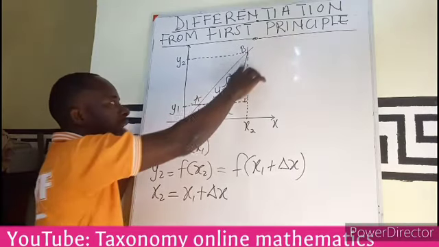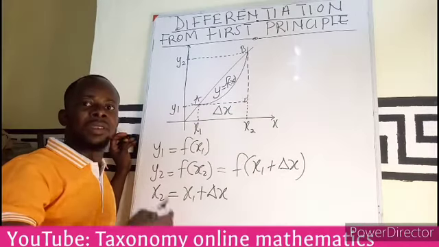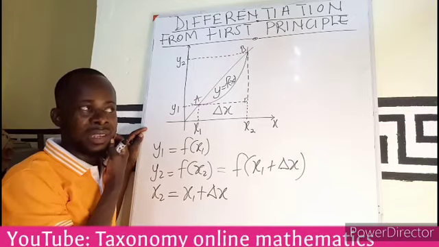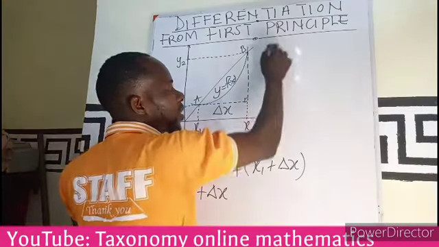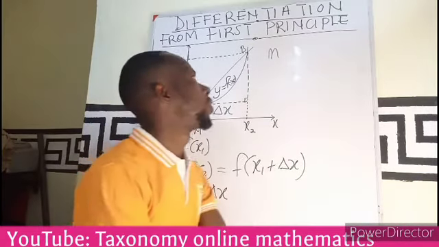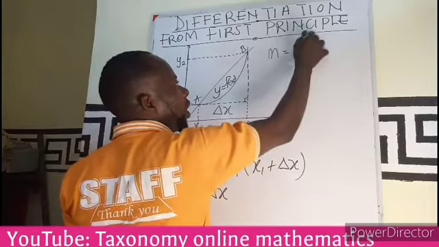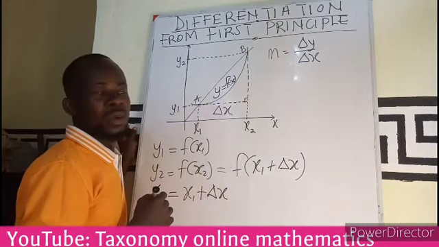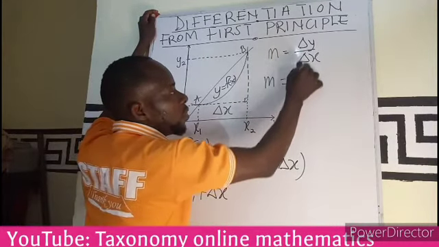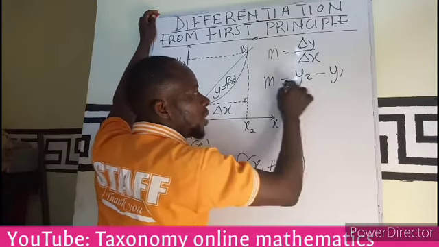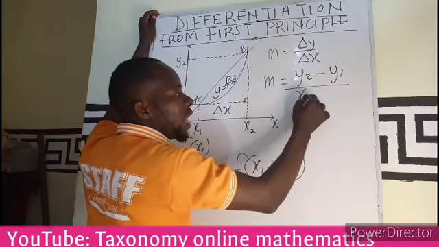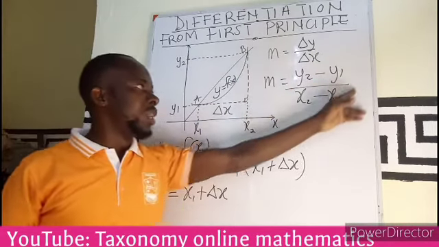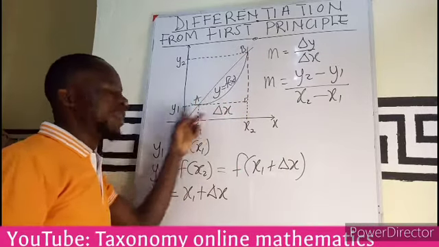Now, if I'm asked to find the gradient of the curve, we know the gradient is the change on the y-axis compared to the change on the x-axis. So the gradient is going to be the change on the y-axis over the change on the x-axis. So this change could be y2 minus y1 over the change, which is x2 minus x1. Alright. So this is what we use to find the gradient of this chord.